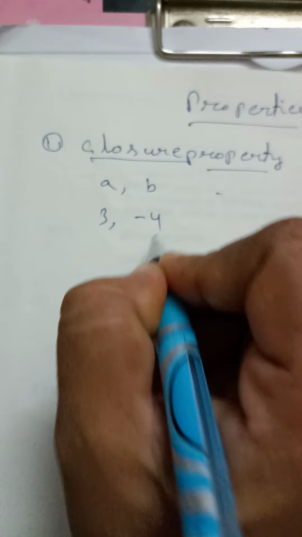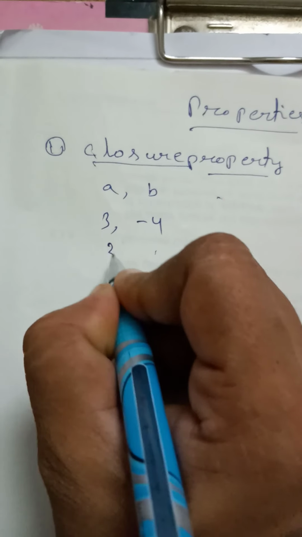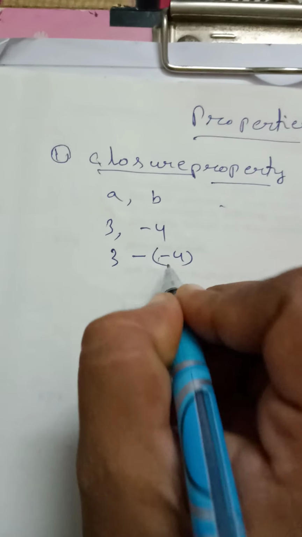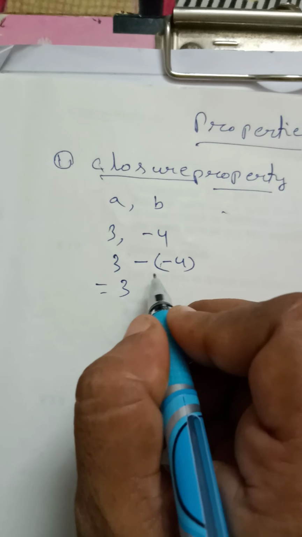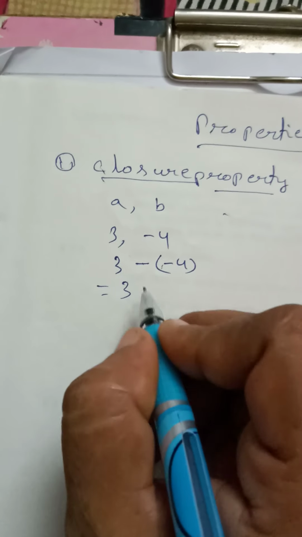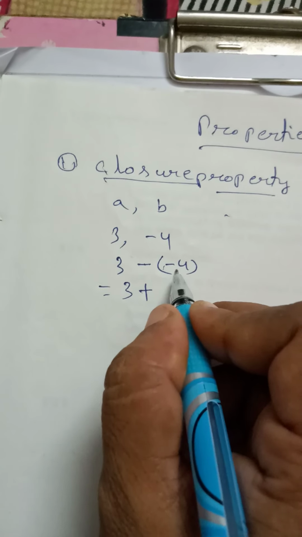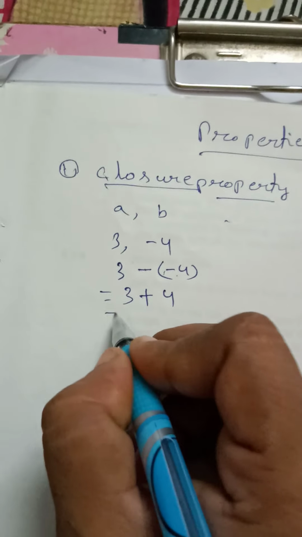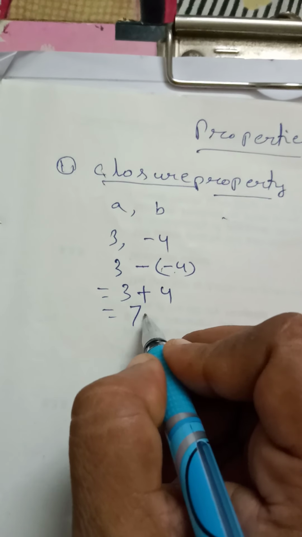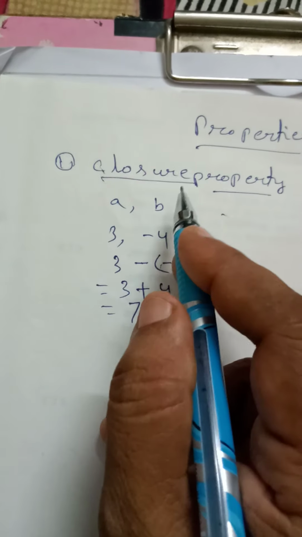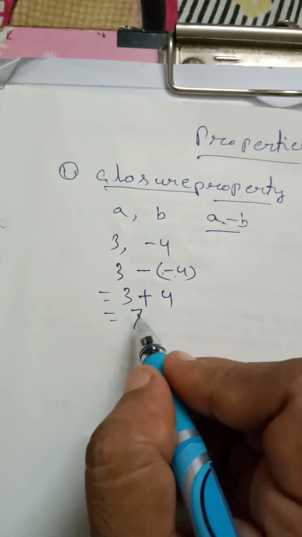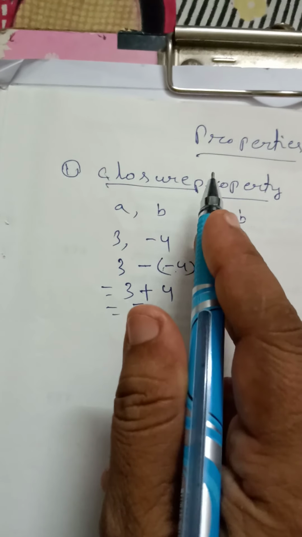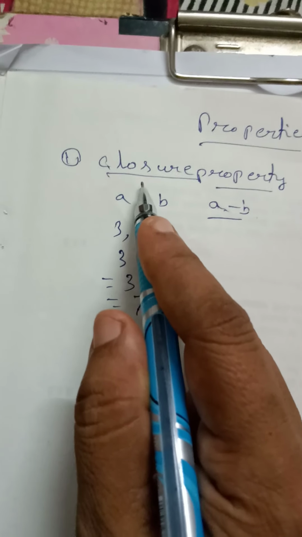Example: 3 minus 4. In subtraction, what have we learned? Subtraction is the addition of the opposite, or inverse, of the number. So this minus symbol will be plus, and we write the inverse of minus 4, which is plus 4. So what is the answer? 7. 7 is also an integer. So a and b, if both are integers, then a minus b is also an integer. It means subtraction satisfies the closure property.